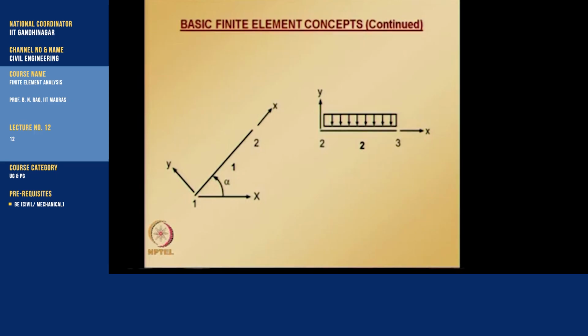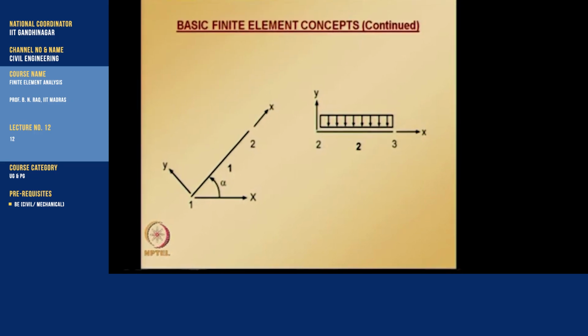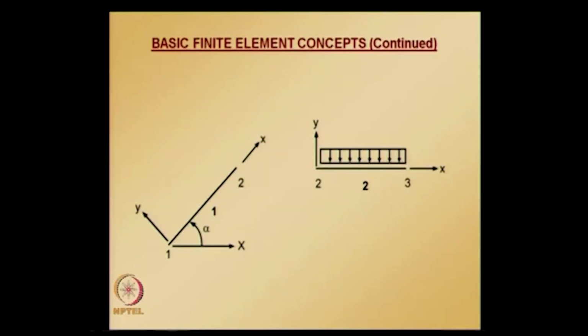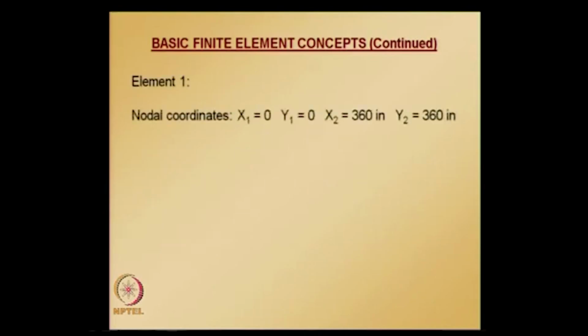For element 1, using the global coordinates of the nodes, we can find the length of the element, and material properties and cross sectional areas are given. So we are ready to assemble the element equations. Substituting numerical values into the element equation that we derived, and noting the global nodal coordinates, we can calculate length and also direction cosines.